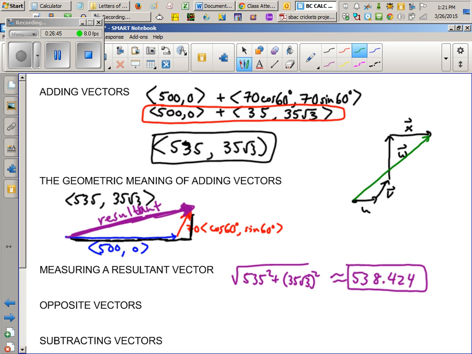Let's go back to our first example there with the purple. What is the length? 538. What is the direction? For that, you would just use inverse tan of 35 root 3 over 535. So I would not expect much angle here. Let's try it real quick. 35 root 3 over 535. And don't forget the inverse tan.